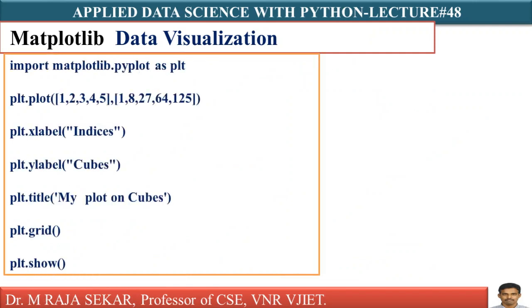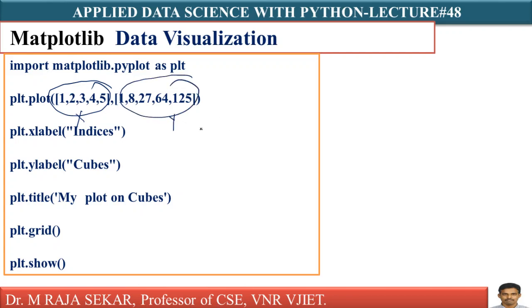Let me continue my discussion. Here, just compare this example with the previous example, or this program with the previous program. Here we have two lists. The first list consists of x coordinates, and the second list consists of y coordinates.